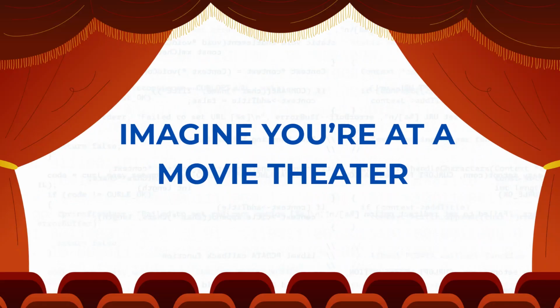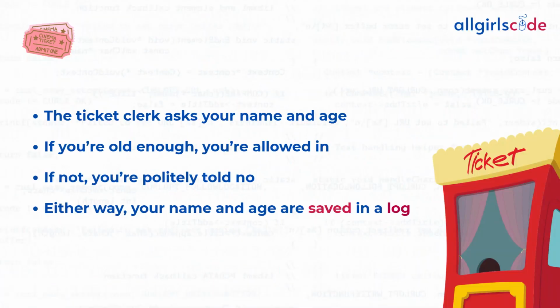Now, let's use this simple example. Imagine you're at a movie theater. The ticket clerk asks for your name and age. If you're old enough, you get in. If not, you're politely told no. Either way, your name and age are saved and logged in the system. Pretty straightforward, right?